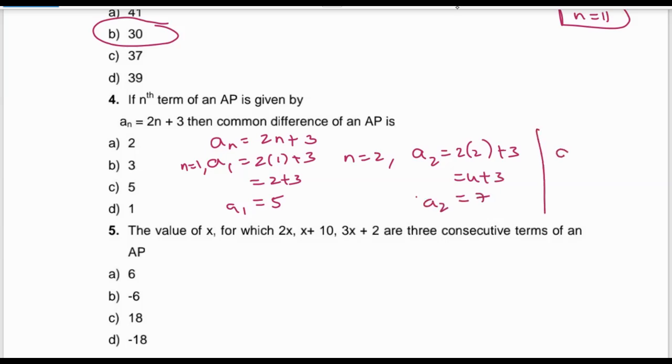Now what is d? d is a2 minus a1. So that will be 7 minus 5, that will be 2. So yeah, the answer is 2. Then next one is the values of x.